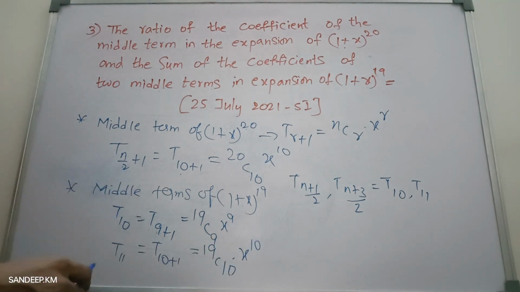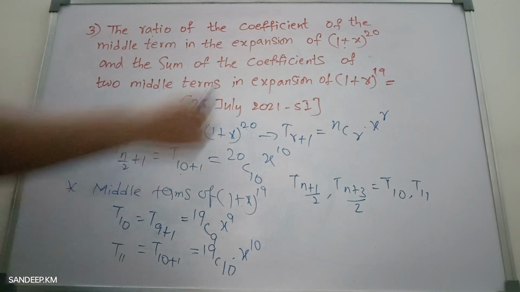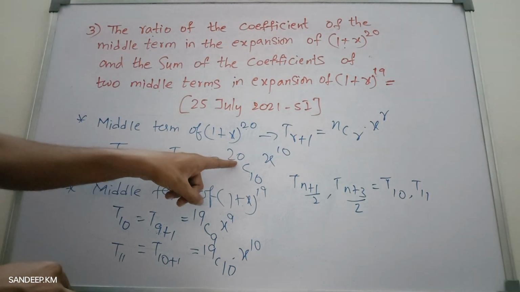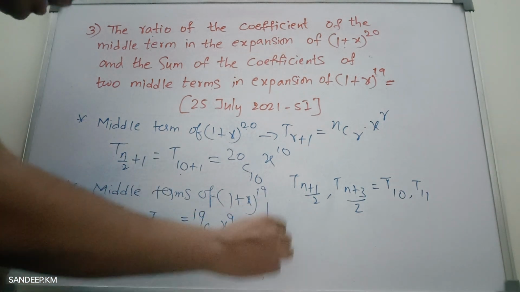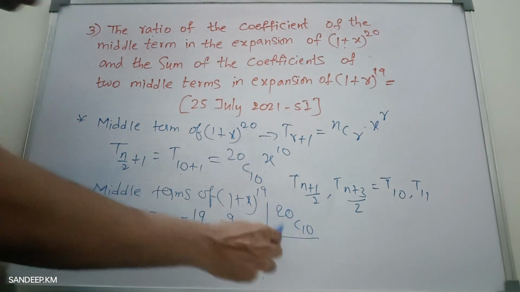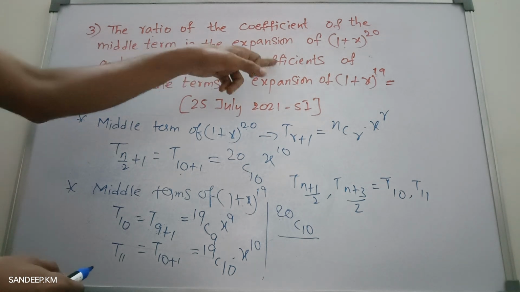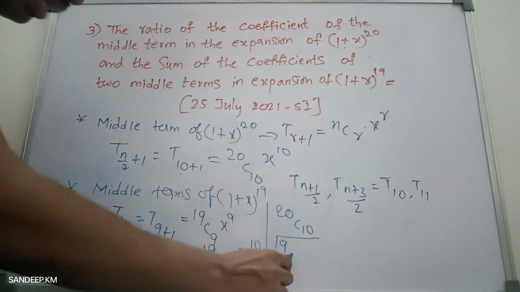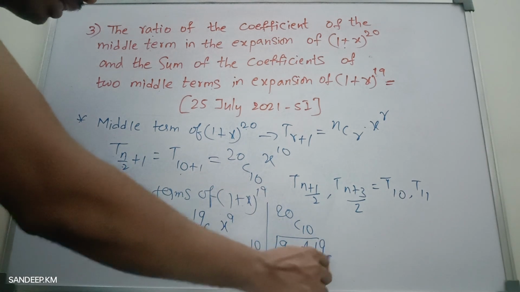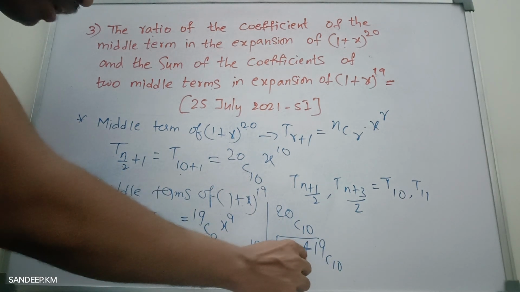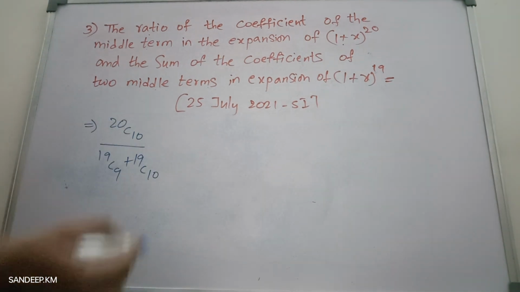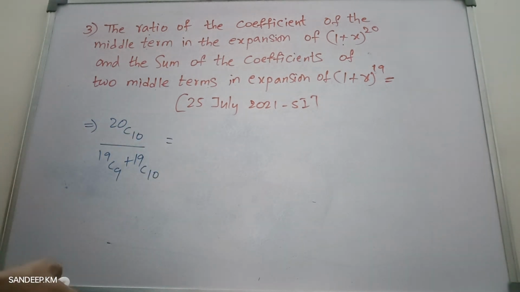So what did they say in the question? The ratio of the coefficient of the middle term of this expansion. That means I should take only the coefficient of the middle term, which means I should take only 20C10, divided by. Next, what did they tell? Sum of the coefficients of these two middle terms. Sum of the coefficients, that means 19C9 plus 19C10. So dear students, we are supposed to find 20C10 divided by 19C9 plus 19C10.